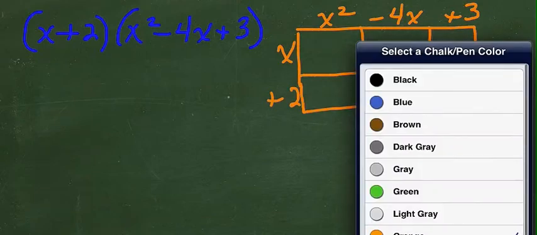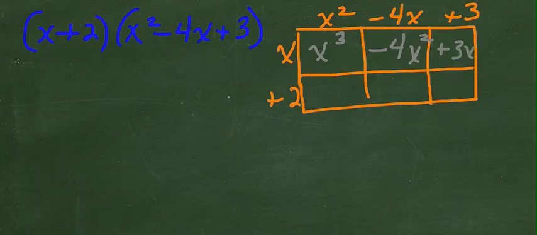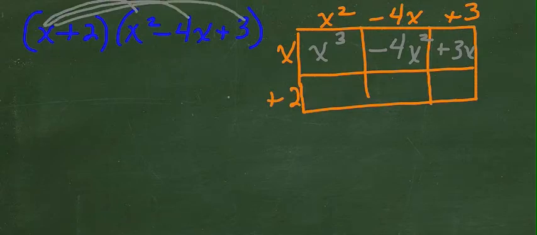Now I'm going to start this time in the box. This particular cell on the upper left hand corner will be x times x squared, which is x to the third. X times negative 4x is negative 4x squared, and then x times 3 is 3x. So I'm going to distribute x times the trinomial over here and see what I get.